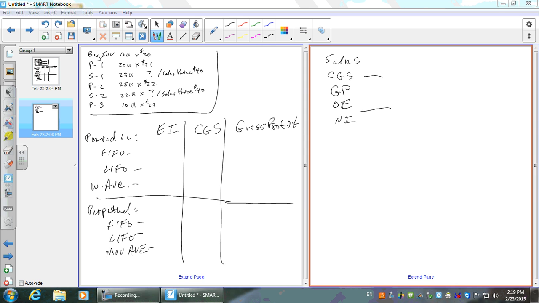Those periodics fall out really, really fast. Perpetual FIFO is the same as periodic FIFO. That's pretty fast. So LIFO is going to be hard. Perpetual is going to be hard. Patience.